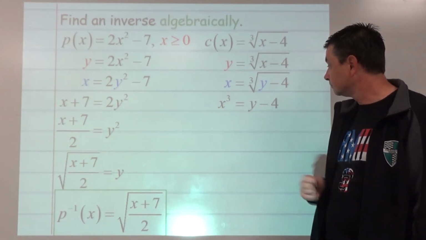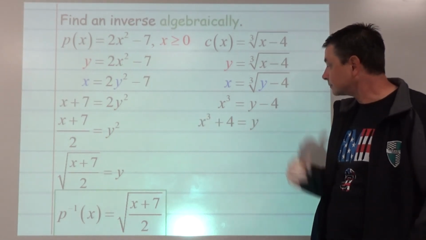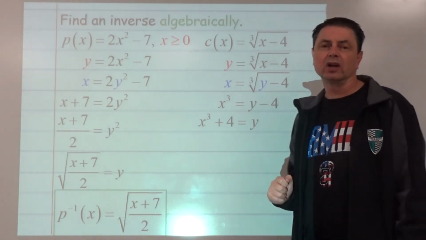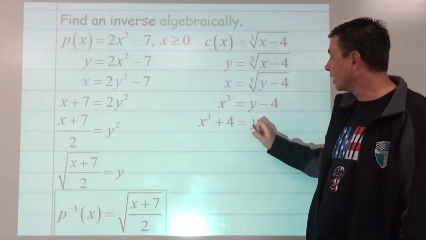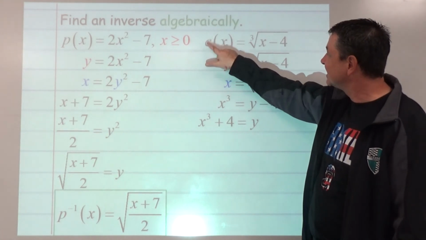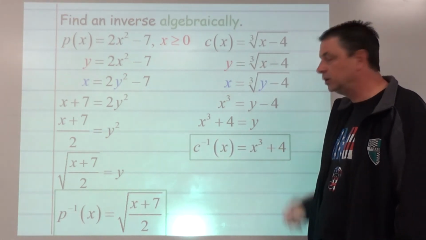So x to the third is equal to, when we cube this side, we just get the radicand inside, y minus 4. Now we can get rid of the minus 4. We're going to add 4 to both sides. We got y by itself. We've accomplished step 3. We finished this very quickly. Step 4, rewrite it into function notation. c inverse of x is x cubed plus 4.